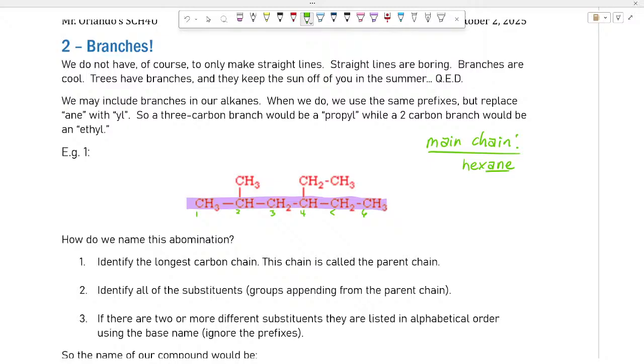Hexane, right? Ane for alkane. When you see an ane ending, that means a straight chain of carbon. So this is like a hexane, only it's a hexane with a couple of things tacked onto it. What's been tacked onto it?